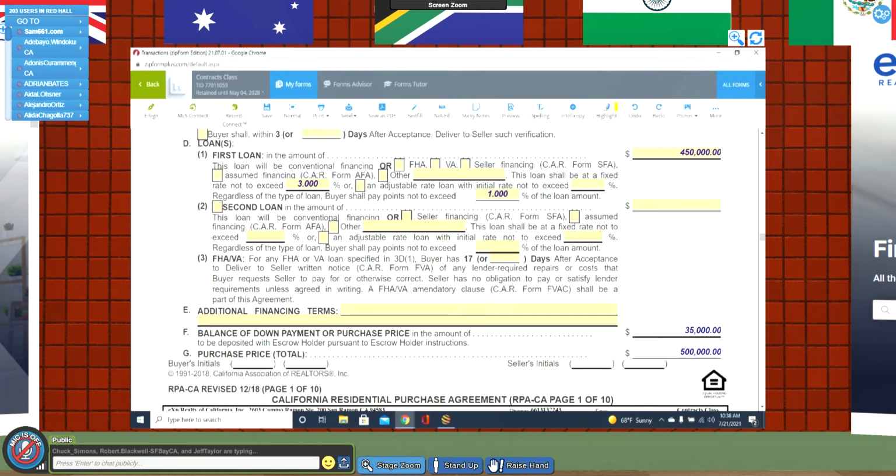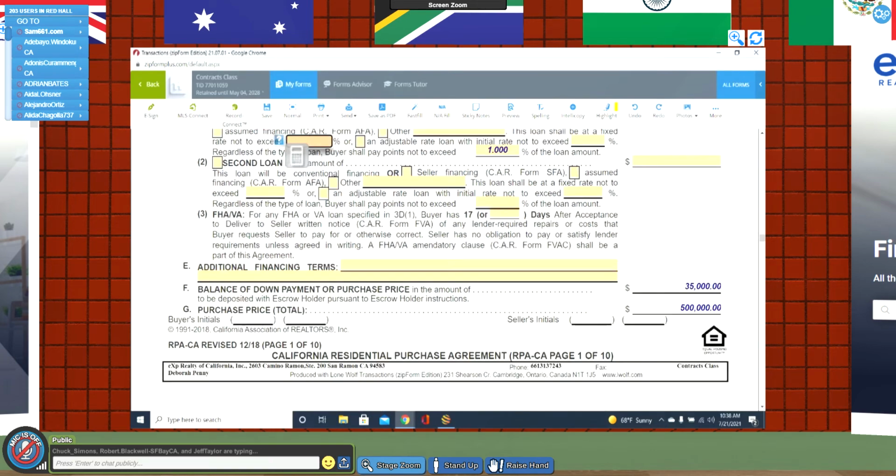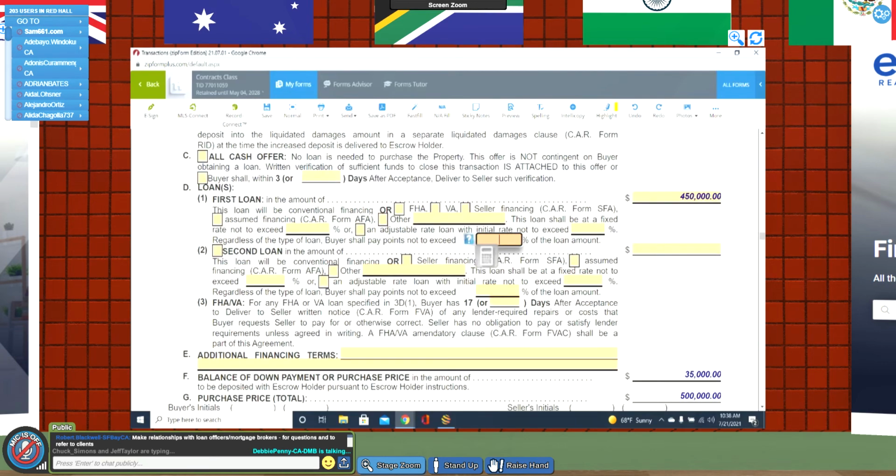Now, if you leave this blank, this is saying they have to accept whatever. They have no out based on the fact that the interest rate went up or the points went up. You have not protected the buyer.